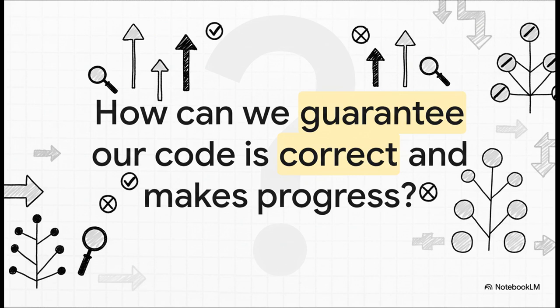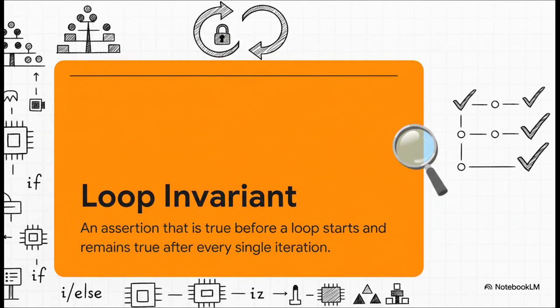How do we prove to ourselves that every single step we take is getting us closer to the answer without ever accidentally throwing the right answer away or getting stuck? And the answer comes from this really powerful idea in computer science called a loop invariant. You can just think of it as a promise. It's a rule that your code swears it will uphold. It's true before the loop even starts, and no matter what happens inside that loop, it's still true after every single pass. It's a rule that never breaks.